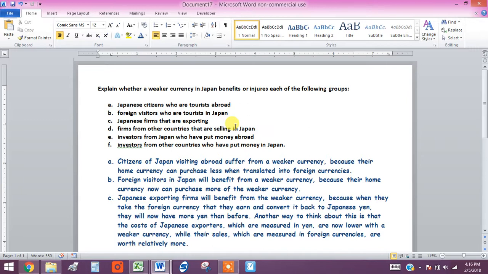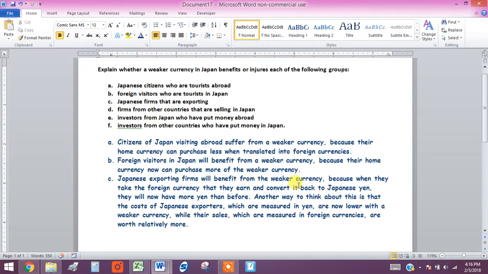goods to the world. Well, they're going to benefit from a weaker domestic currency because when they take the foreign currency that they earn, so say they're exporting cars to the U.S., they're going to be paid in dollars. So if the dollars that they get when they sell their cars in the U.S. can buy more yen, which is what happens when the yen is getting weaker relative to the dollar, so if the dollars they earn can buy more yen, then they're going to be better off.